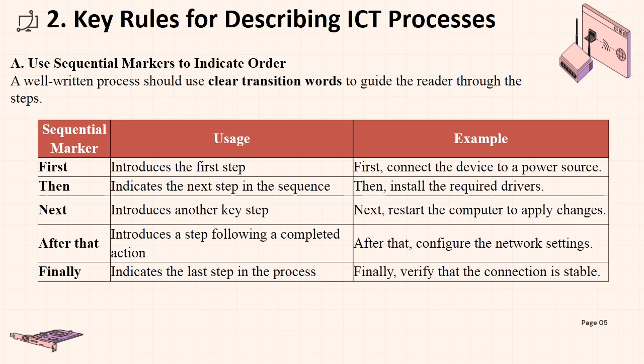The first rule is to use sequential markers to indicate order. Of course, when giving instructions about how to do a process or to complete a process, we have to give the order of actions. A well-written process should use clear transition words to guide the reader through the steps. What are these transition words? Here we have some examples: first, then, next, after that, and finally. We can use first, second, third, and finally.